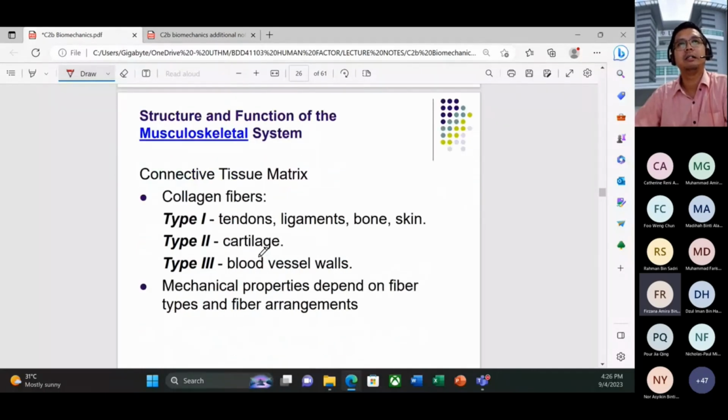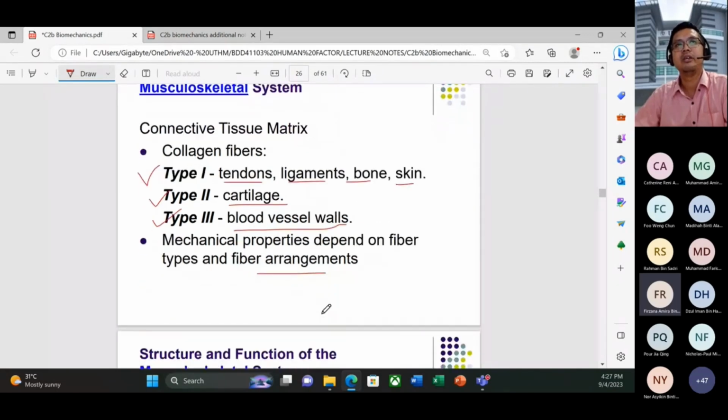So if you learn about the connective tissue matrix, collagen fiber, we have divided it into three types. Type number one includes the tendon, ligament, bone, and skin. Meanwhile, type number two is cartilage. And last but not least, type number three is the blood vessel walls. So mechanical properties depend on the fiber type and fiber arrangement. So this is the connective tissue matrix.